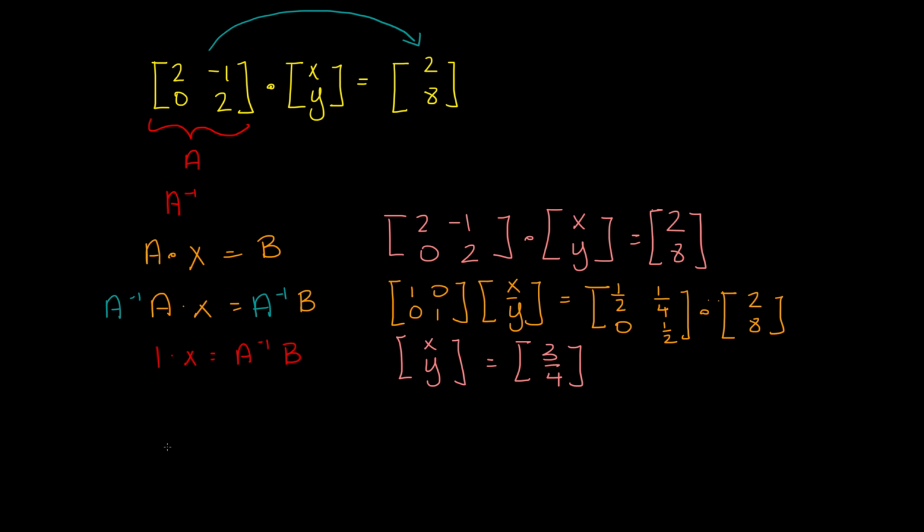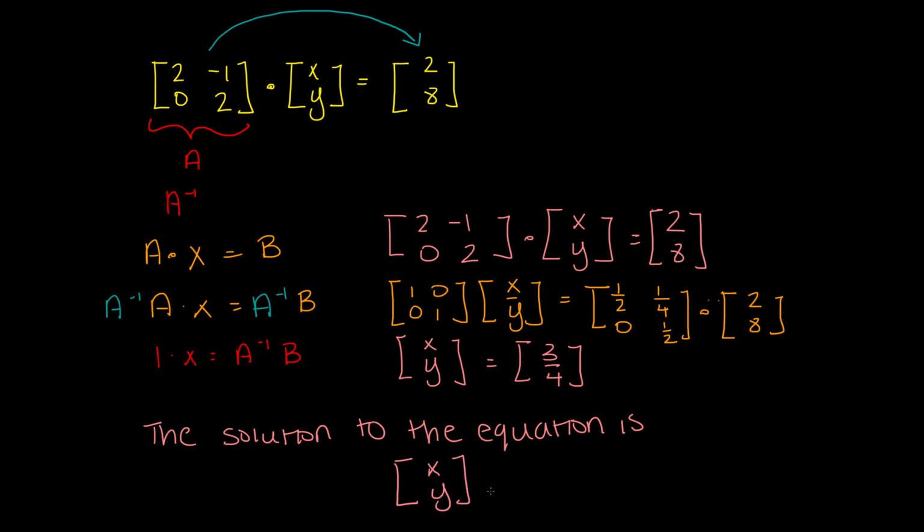So now I can say that the solution to the equation is [x; y] equals [3; 4]. Don't put the line underneath, that's a force of habit from always doing rational numbers, putting that bar between. Don't put the bar between. So there we have it. We have the solution for this.